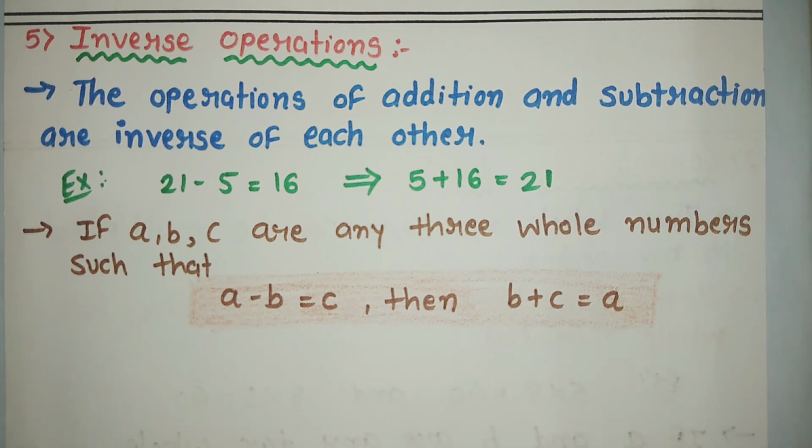So which properties have we seen for subtraction? First is the closure property. The second is the commutative law. The third is the property of zero. The fourth is the associative law, and the fifth is inverse operations.